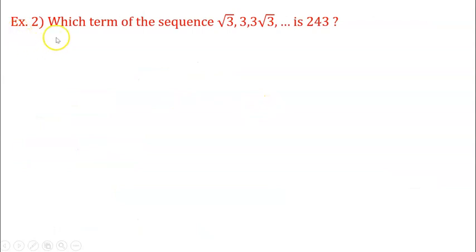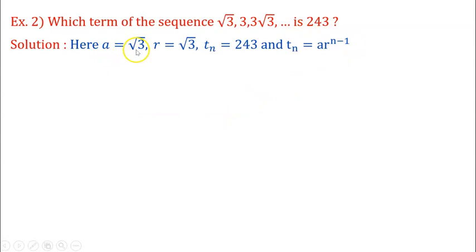Okay, now next, example number 2: which term of the sequence root 3, 3, 3 root 3 is 243? Here A is equal to root 3, that is the first term. What about the second term? 3 upon root 3. Then R is equal to 3 upon root 3, that is root 3 into root 3 upon 3, then root 3 root 3 get cancelled. You will get R is equal to root 3. Or this 3 root 3 upon 3, that 3 will get cancelled. You will get R is equal to root 3.